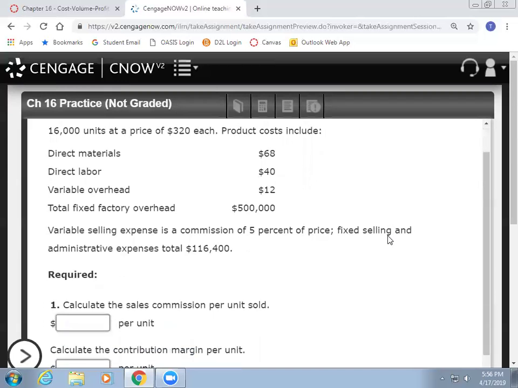So the first thing it wants us to calculate is just the sales commission per unit sold. Okay. Well, they tell us that's 5%, right? So just 5% of 320. So what's our sales commission? 16, perfect. So that's our variable selling expense. Okay, so we'll need that to calculate contribution margin.